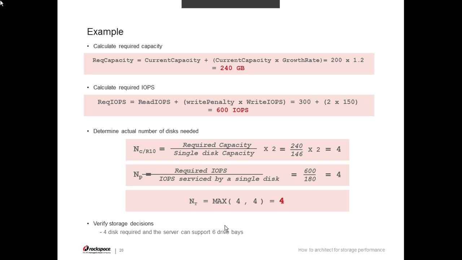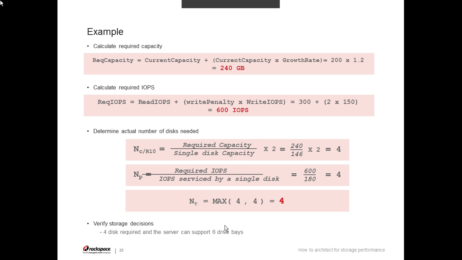Now, plugging our numbers into our formulas, our storage requirement is 240 gig factoring growth for next year. Our performance requirement is 600 IOPS, bearing in mind that RAID 10 has a write penalty of 2. Knowing these numbers, how many disks do I need, knowing we're using 146 gig 15K SAS drives? In terms of capacity, 240 gig divided by 146 gig drives results in a need for 2 drives. Factoring in that we've chosen RAID 10 means we need to double our disks for parity, resulting in a need for 4 disks to meet our capacity requirements.